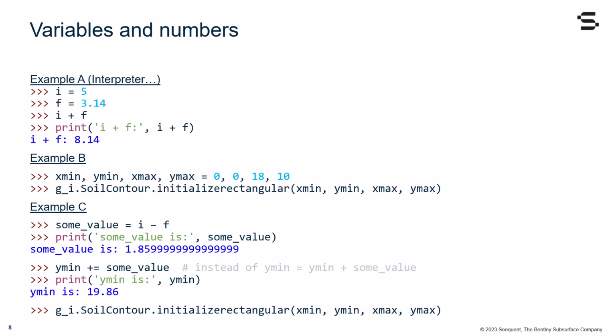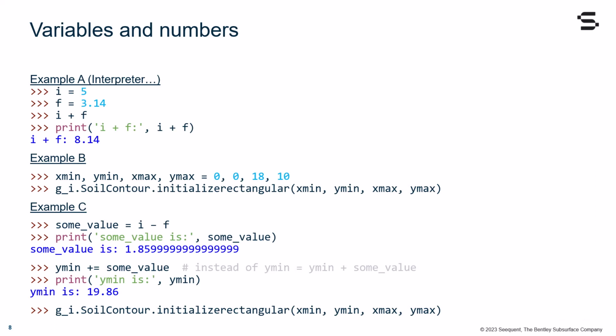Let's get started with the first part of the Python introduction, and that is to understand variables and numbers. In example A, I will be using the Python interpreter provided with PLAXIS. I remind you that this is under the Expert, Python Interpreter menu option. First, I'm assigning the value 5 to a variable I call i. I do the same for 3.14 to f. Naturally, if I write i plus f, this will give me 8.14.